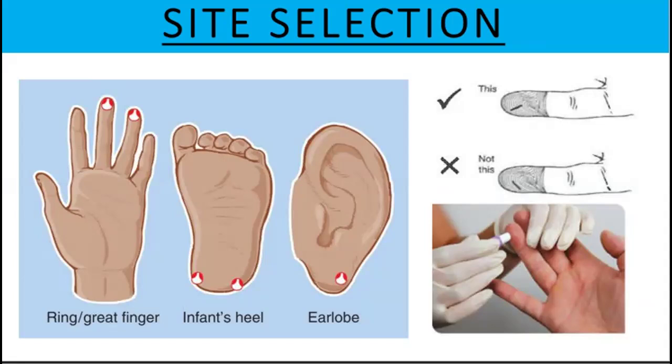And on the earlobe, this is only for extreme cases. Okay, for example, severely burned patients, only the other part of the ear is not burned, so we can puncture that one.